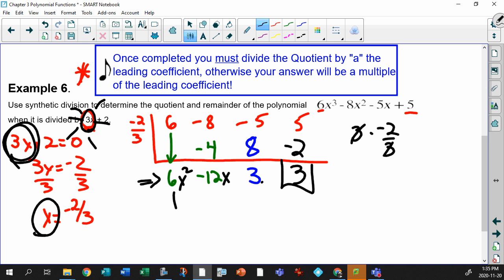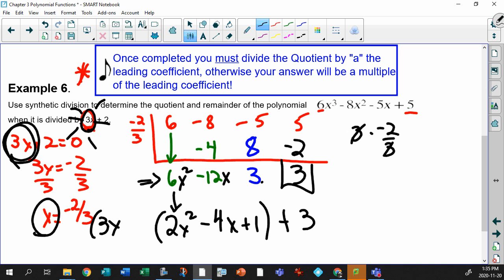So dividing this out by 3, that's pretty simple. That becomes a 2x squared. Dividing that 12 by 3 becomes a minus 4x. And dividing that 3 by 3 becomes a plus 1. There's your proper quotient plus the remainder of 3, okay? Multiply by 3x plus 2 will give you your right answer.